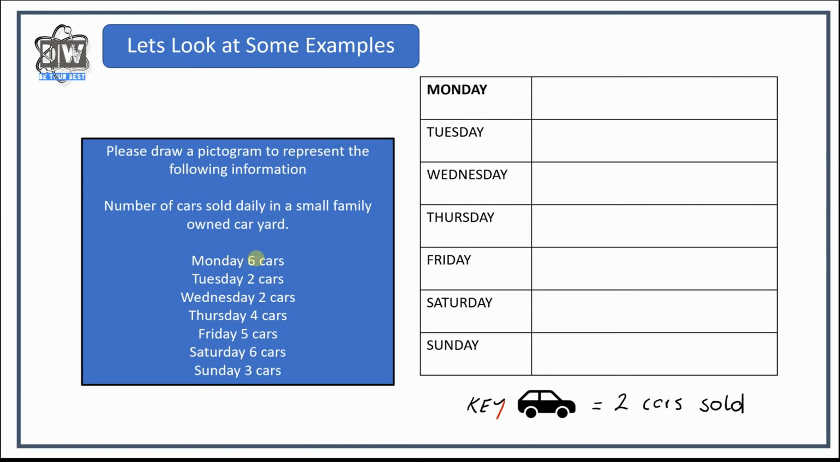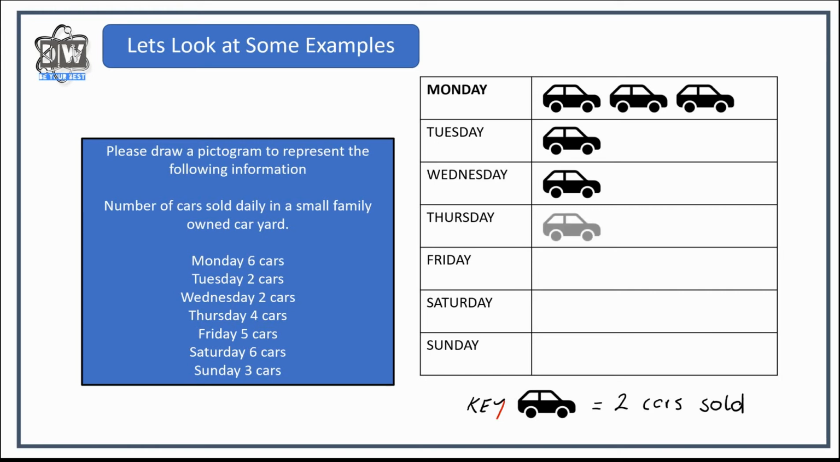So on Monday, we've got 6 cars. So remembering that the key is every picture of a car equals 2 cars, we would draw 1, 2, 3 cars. On Tuesday, we would draw 1 car. On Wednesday, we've got again 1 car because 1 car equals 2 cars. On Thursday, we've got 4 cars, so that would be 2. I know we've got 4 cars, but I'm drawing 2 because each car is worth 2, don't forget.